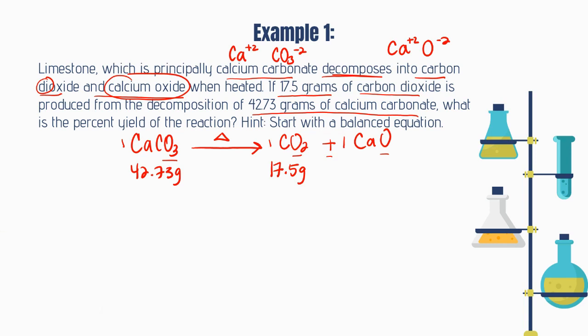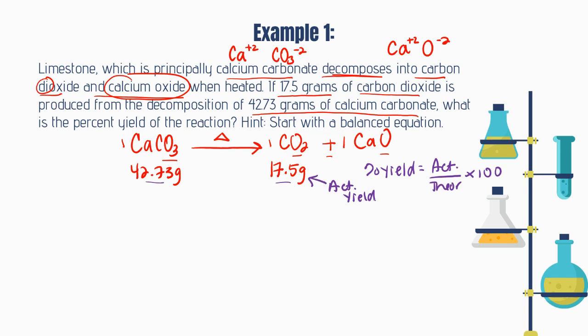We're asked to find the percent yield. We know that percent yield is going to be the actual yield over the theoretical yield times 100. And we said the actual yield is always given to you, and it has to be for a product. So is calcium carbonate or carbon dioxide the product? Because that will determine which one of these numbers is our actual yield. Well, carbon dioxide is the product, so this is our actual yield.